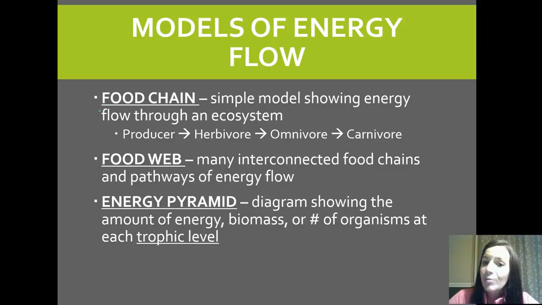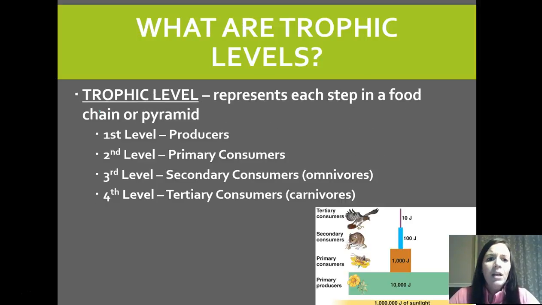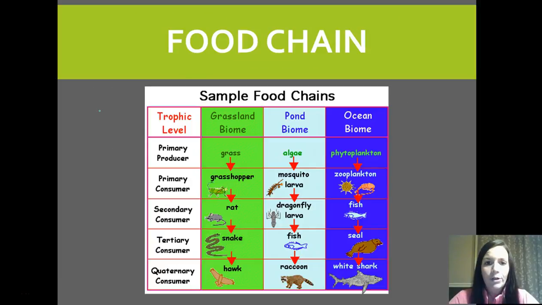And finally, the energy pyramid is a diagram which shows the amount of energy, the biomass, or the number of organisms that are at each trophic level. It's basically a food chain put into a pyramid. So trophic level then is a term that is just representing each step in that food chain or pyramid. So your first level is your bottom level, and these are your producers. Your second level is your primary consumers. Third level, secondary consumers, are those omnivores we talked about, and fourth level is your tertiary consumers or your carnivores.